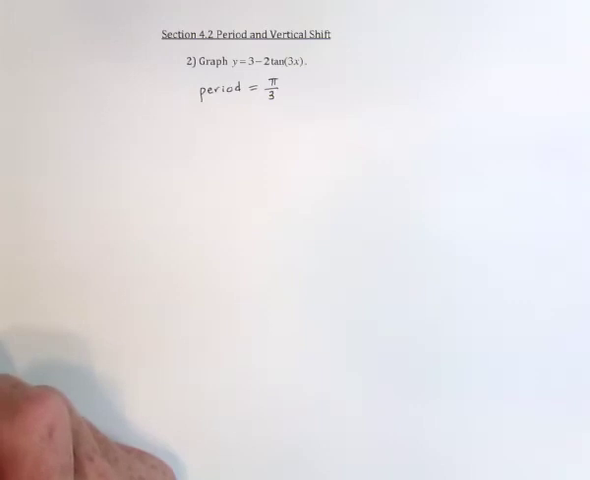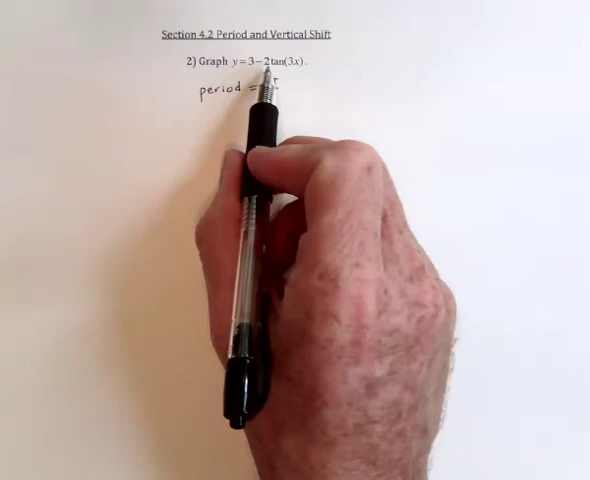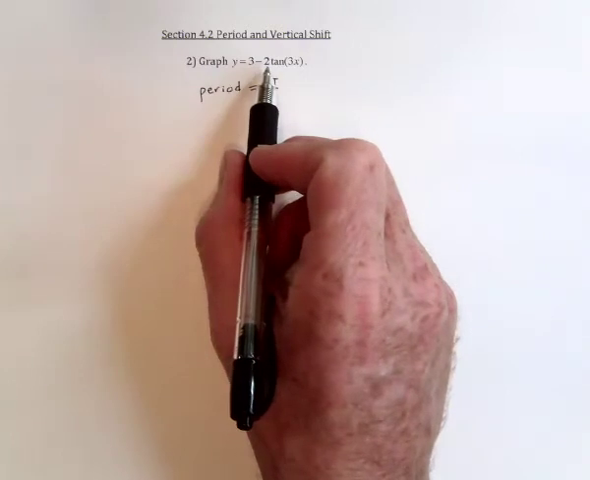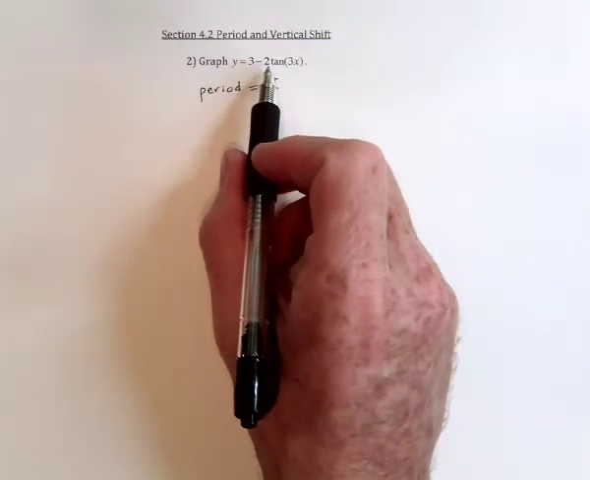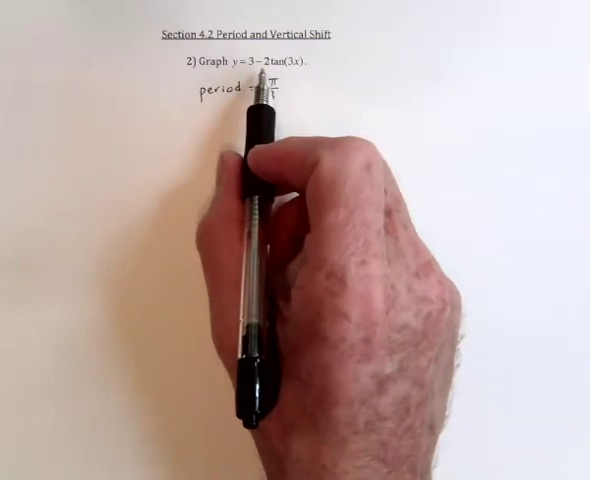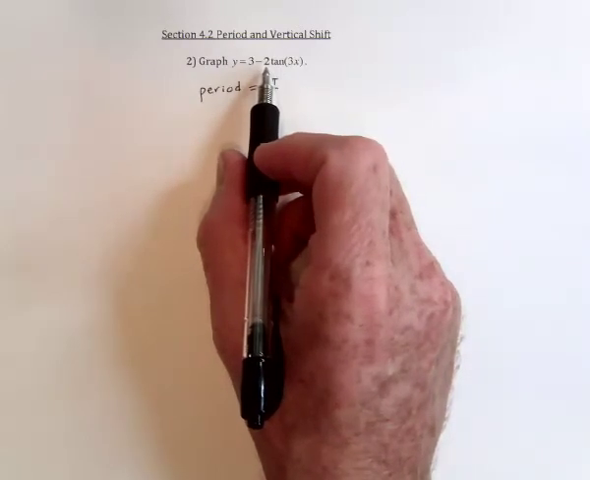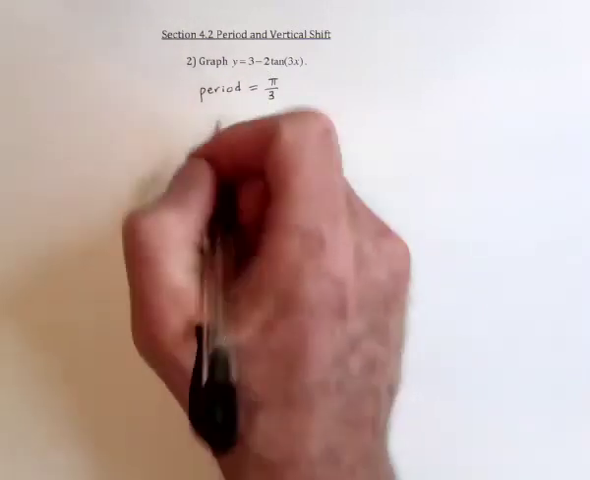Next, we've got to look at vertical shift and amplitude. Well, usually we would look at this number, take the absolute value of it, 2, and say that's the amplitude. Although amplitude is supposed to measure how tall the function is. Tangent goes up to infinity and down to negative infinity. So if you said that the amplitude was 2, you're saying that it's a height of 2, which is not true.